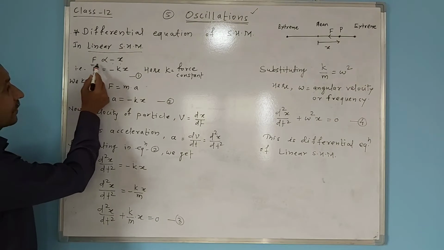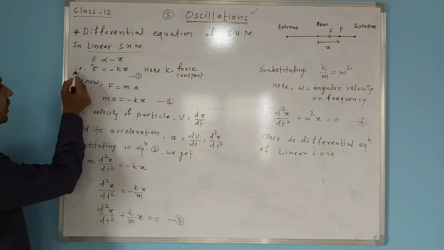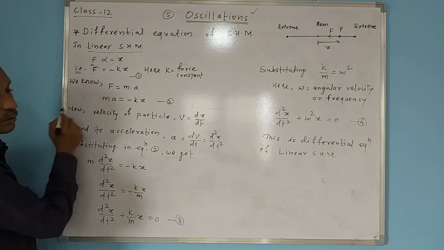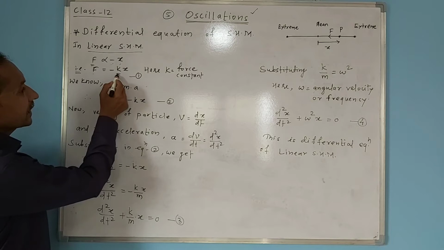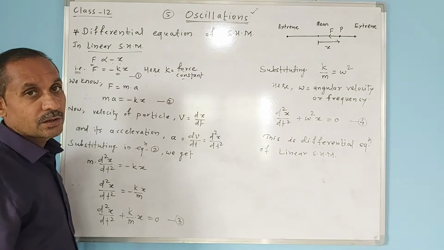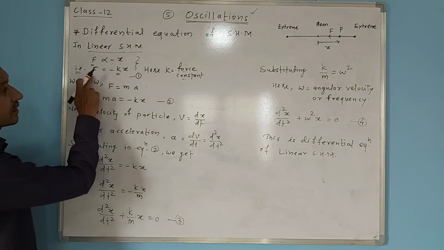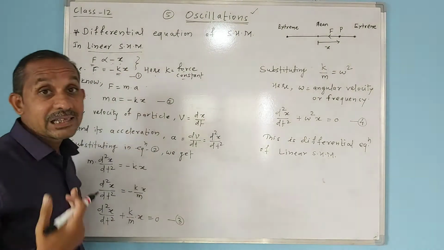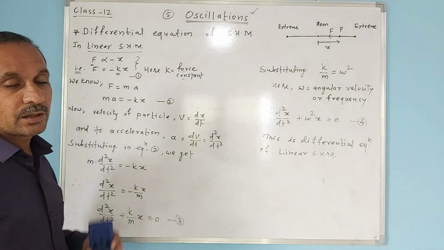So we can write F is proportional to minus x. That is, F is equal to minus kx. What is k? k is the force constant. So this is the equation, by the definition of linear simple harmonic motion for the force.